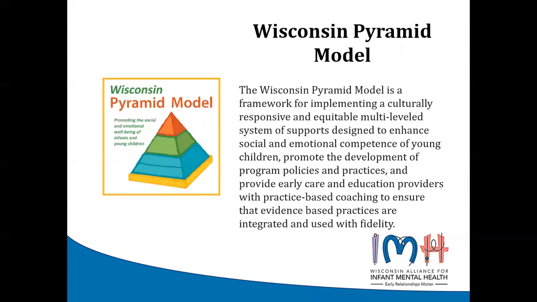And one other way that we can support children's social emotional development, if you are a program, is through program-wide implementation. And that's called the pyramid model. And so in Wisconsin, we use the pyramid model as a framework for implementing a culturally responsive and equitable multi-level system of supports that's designed to enhance the social and emotional competence of young children, promote the development of program policies and practices to support those skills, and provide early care and education providers with practice-based coaching, so they also get support to ensure that the evidence-based practices are integrated and used with fidelity. And we know that if the whole program does it, the more likely they are to sustain it.